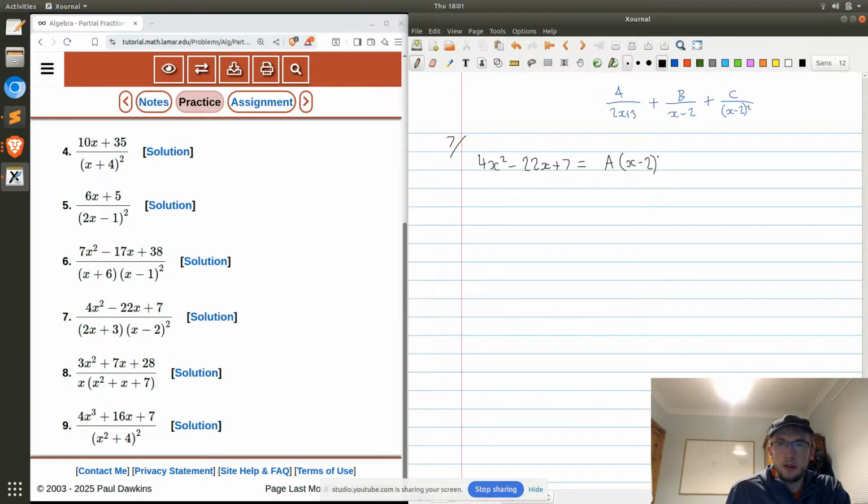And so that will fit my a term. That will fit my b term. And my c term will have this. Okay. So first I'm going to let x equal 2. And so the first and second terms on the right-hand side vanish. And I have 7c.